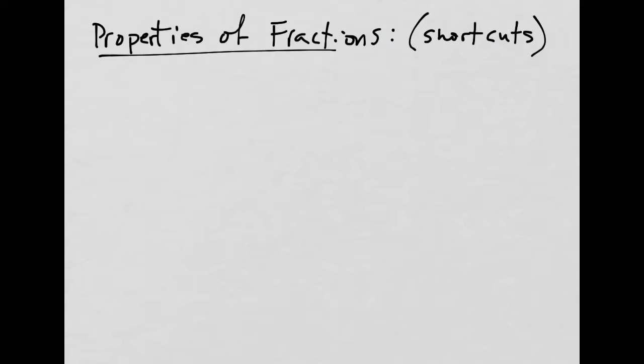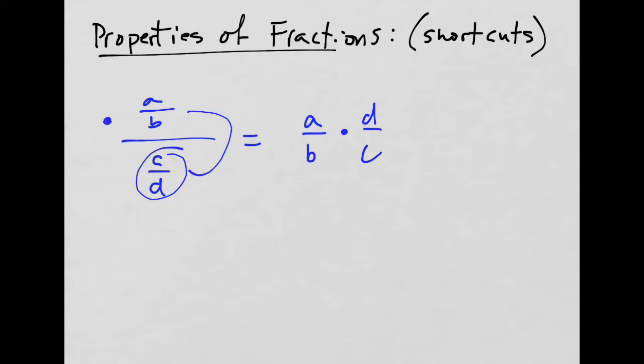The next thing I want to look at is properties of fractions, and these are shortcuts. If you keep them in your head, dealing with fractions becomes a lot easier. So one of them we already addressed. Actually, you know what? We'll get to that one in a little bit. One property is that if you divide two fractions, you flip the second one over and multiply. Just take the bottom one, flip it over, and multiply. That's all you're doing.